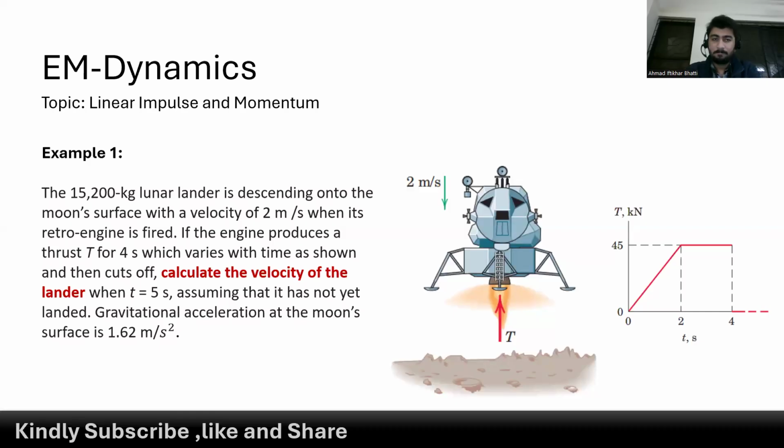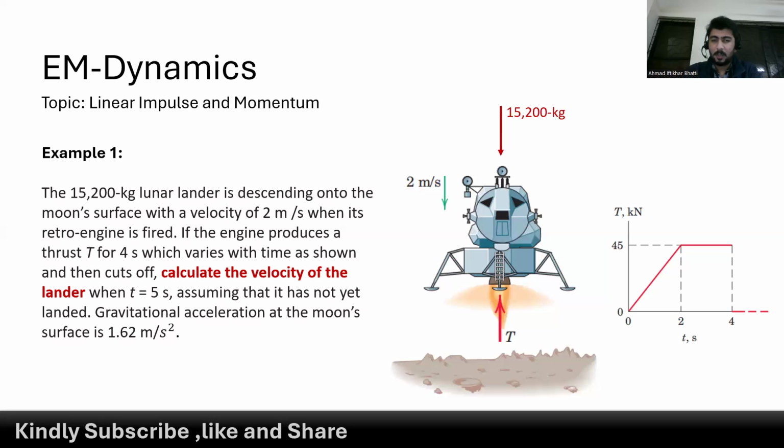In this problem, a 15,200 kilogram lunar lander is descending onto the moon's surface with a velocity of 2 meters per second when its retro engine is fired. If the engine produces a thrust T for 4 seconds, which varies with time as shown, and then cuts off, we have to calculate the velocity of the lander when time is 5 seconds.